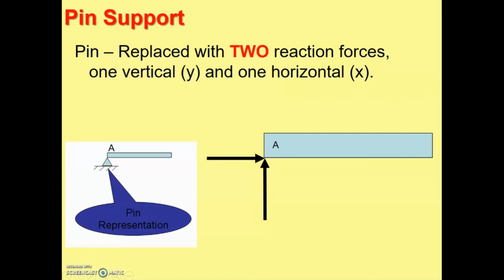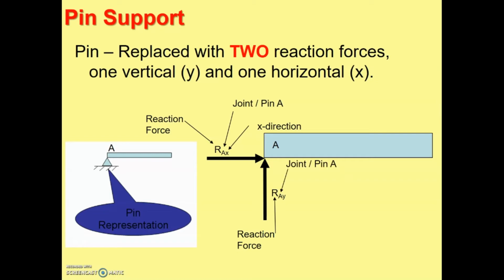So now we just have to name those guys. So we have RAX, which represents a reaction force acting on joint A in the horizontal or the X direction. And we are also given RAY, kind of similar to what we did for the roller. So we have a reaction force on joint A, but this time in the Y direction. So notice how we name those based on their joint and based on the direction of the force.